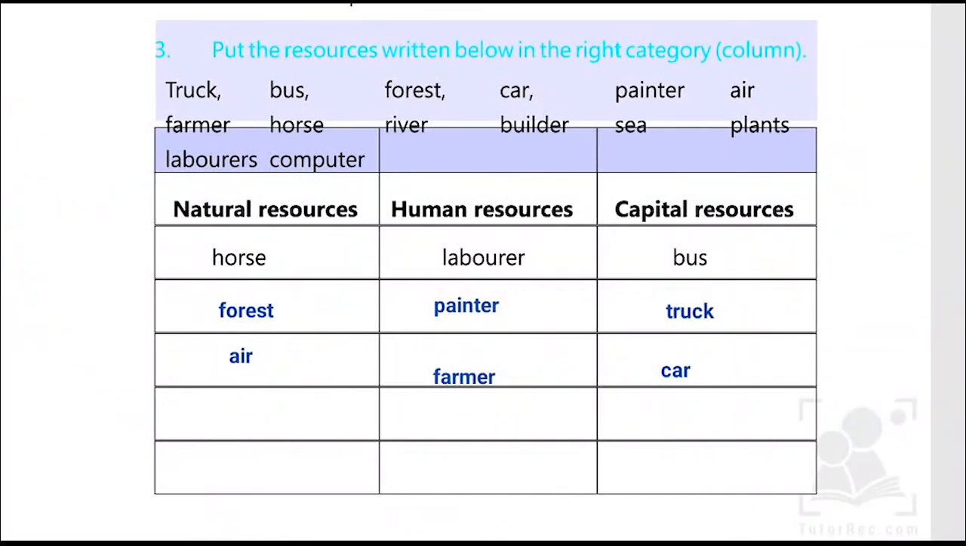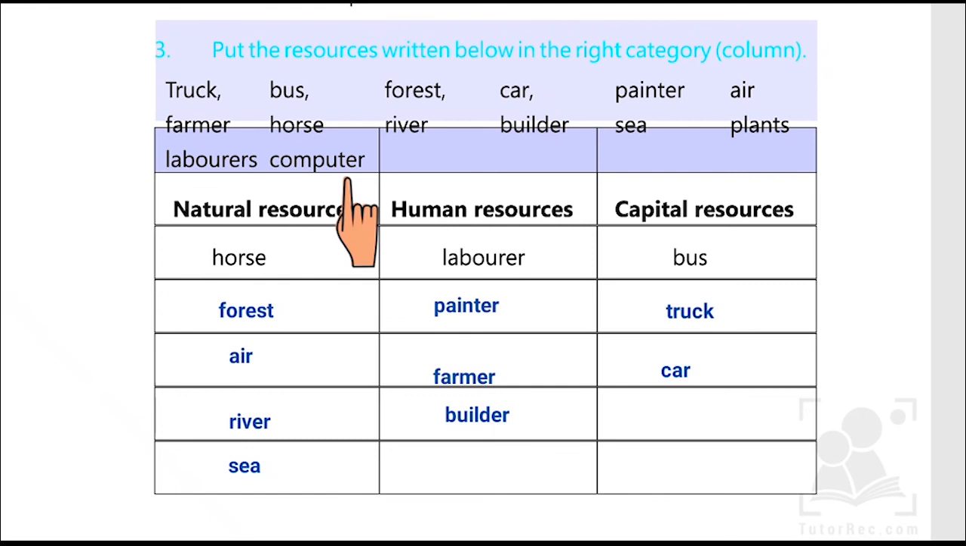Horse has already been written over here, it's a natural resource. River, related to nature, a natural resource. Builder, somebody who builds, that's a human resource. Sea, related to nature, a natural resource. Then plants, laborers, and computer. These 3 are left, so you have to do it on your own to check your understanding of the concept.